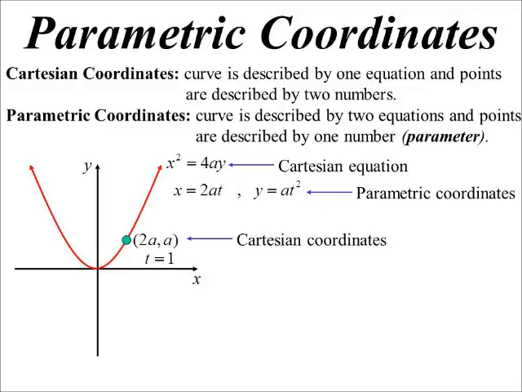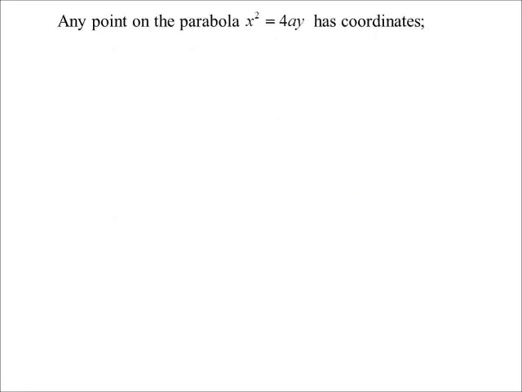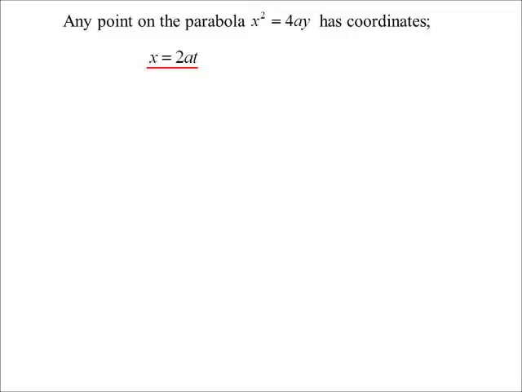So it's just a different way of describing curves. Okay, so the parameter of that point would simply be 1. And then over here, there's another point, (-4a, 4a). It would have the parameter negative 2. Okay, so any point on our standard parabola, x squared equals 4ay, has those parametrics. The x will be 2at, and the y will be at squared.